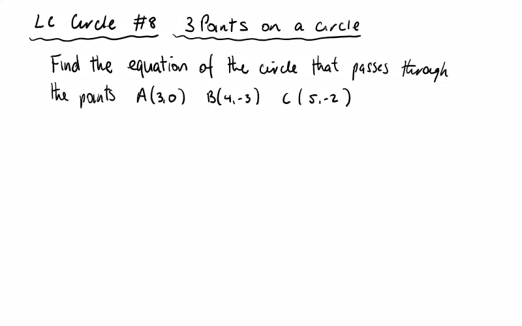In this video, we're going to look at how to find the equation of a circle given 3 points on the circle. So find the equation of the circle that passes through the points A, B, and C, and we're given the points. So I'm going to show you two ways to do this.